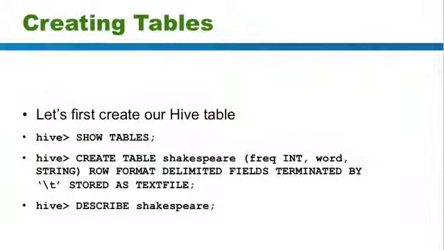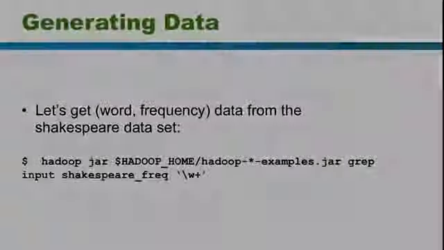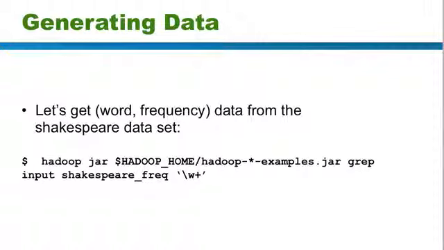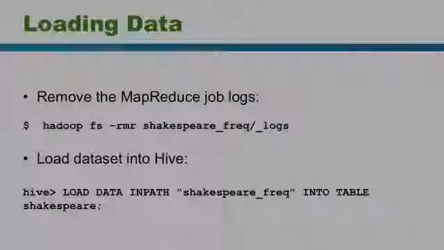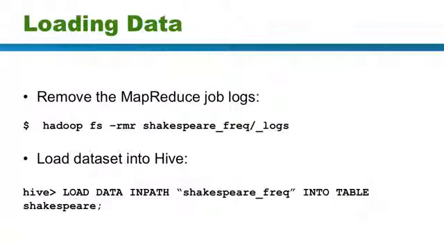We're going to create the table Shakespeare with the limited fields terminated by a tab sequence. And then you can type describe Shakespeare to show you what the schema of that table looks like. Generating the data, we're going to run a Hadoop job on the examples jar to generate the Shakespeare frequency file. Once this file is created, you can load data in path right from Shakespeare into HDFS.